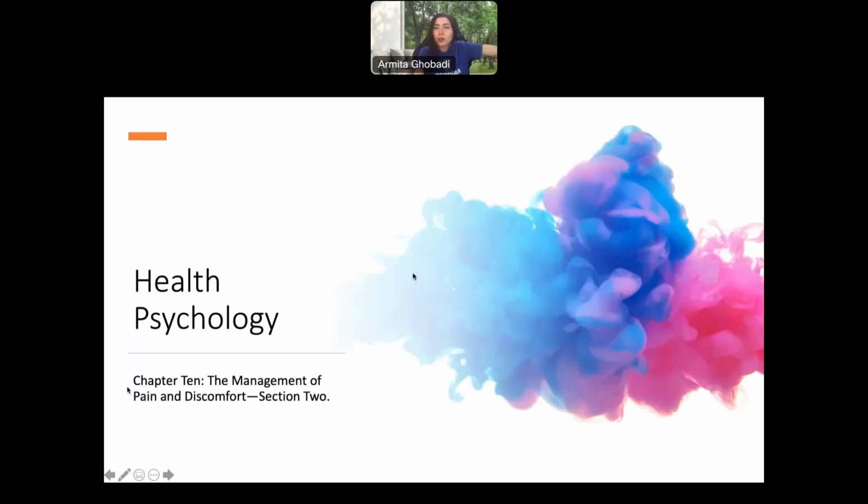Section 2. This section is very important. We're going to talk about pain perception, different types of pain, and different processes that can help us to perceive pain. Pay close attention, because I would say this is the core idea of chapter 10, and there are going to be a lot of questions in your quiz. It's just very important. It will help you a lot in your life.